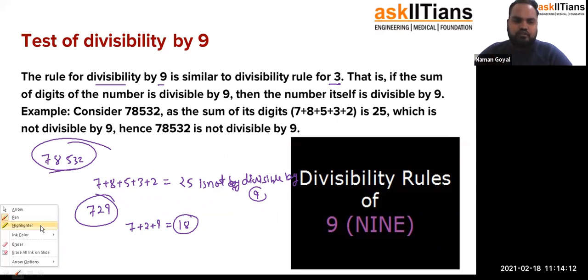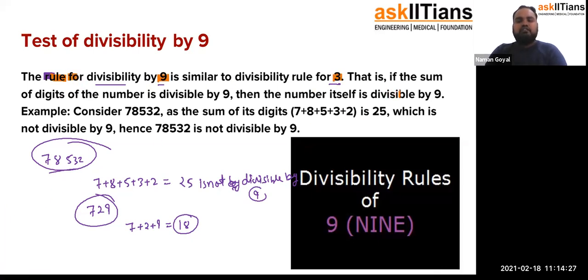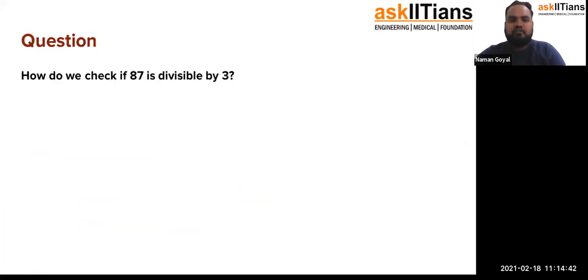So if you see the rule, let me change the color of the highlighter. The rule for divisibility of 9 is similar to the divisibility of 3. That is, if the sum of the digits of the number is divisible by 9, then the number itself is divisible by 9. If you take this example, the sum is 25, which is not divisible by 9, so we can say that number is also not divisible by 9.